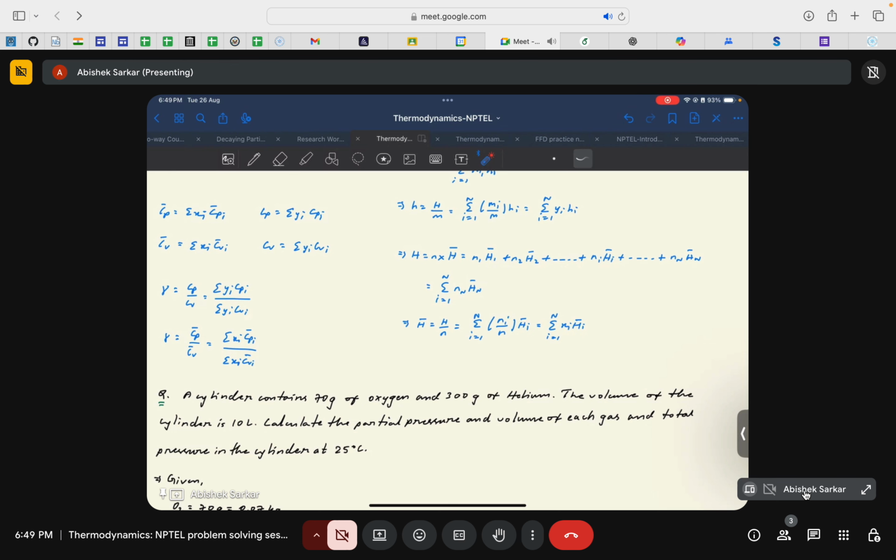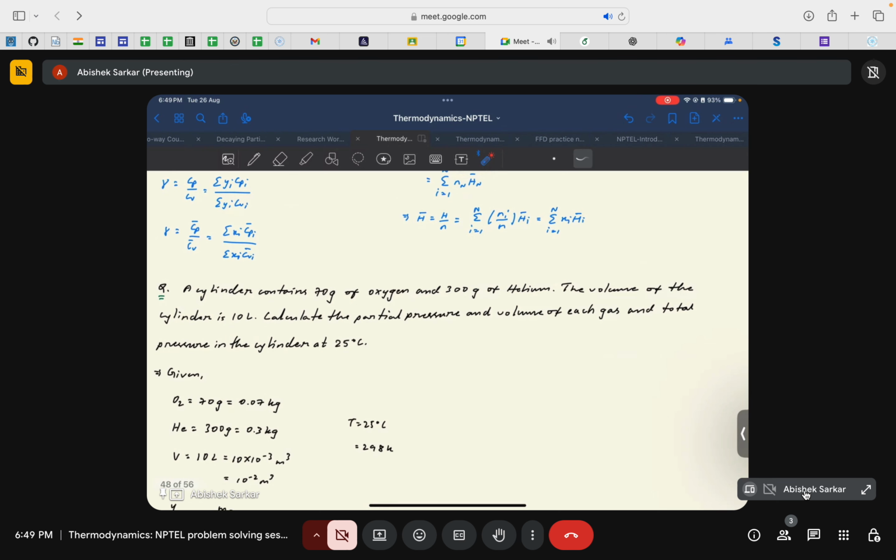So the first problem was regarding this. Okay, let us go through it. A cylinder contains 70 grams of oxygen and 300 grams of helium. The volume of the cylinder is 10 liters. Calculate the partial pressure and, of course, the partial volume of each gas and the total pressure in the cylinder at 25 degrees Celsius.